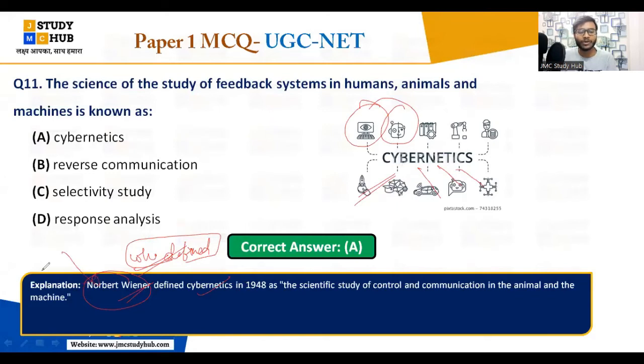Okay, questions से questions है, ये बहुत ही important questions है. Okay, चलिए आगे बढ़ते हैं next questions की ओर.